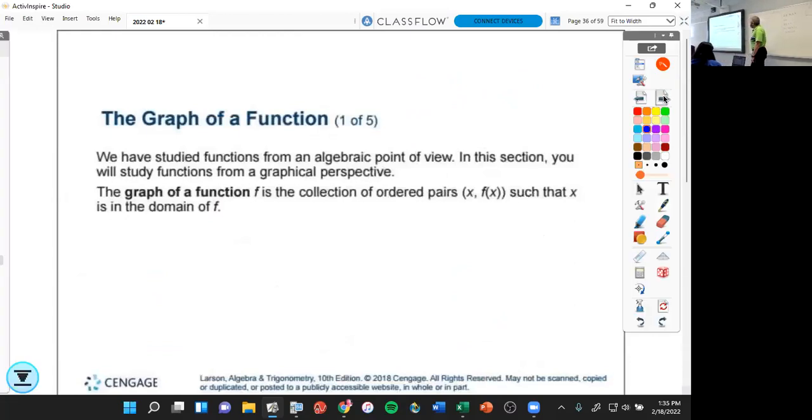So we're going to study functions from a graphical perspective. We're not studying them from algebraic. We're going to talk about what the graphs are doing. What does it look like? A graph is made of a bunch of ordered pairs, x, f of x. They don't use the letter y a lot in this text, I've noticed. So instead of using y, they're calling it f of x. So instead of x, y, they're saying x, f of x. Same thing, right?